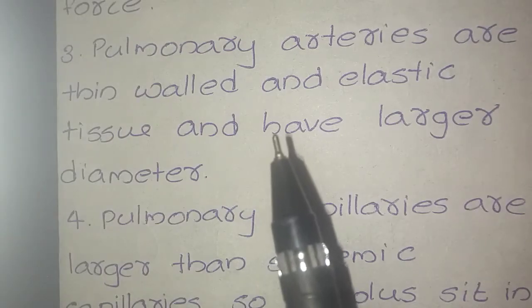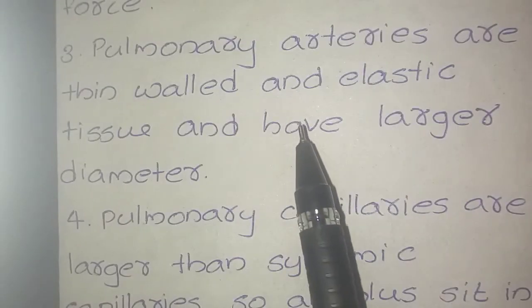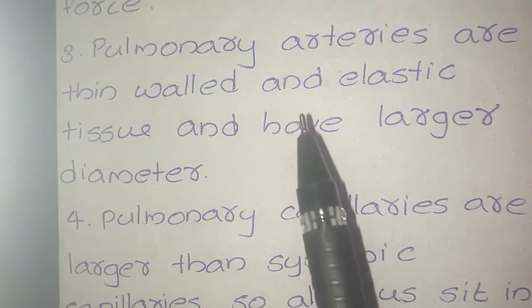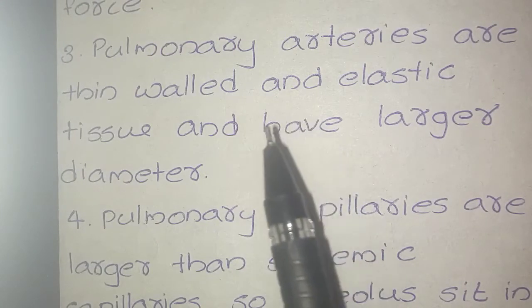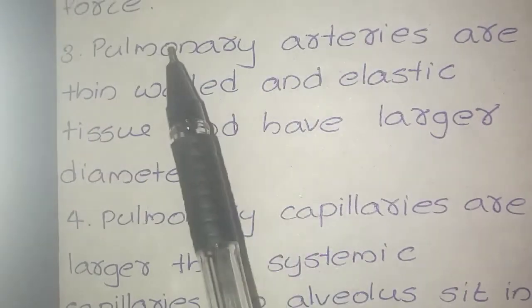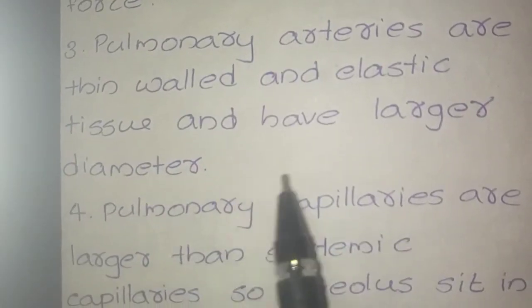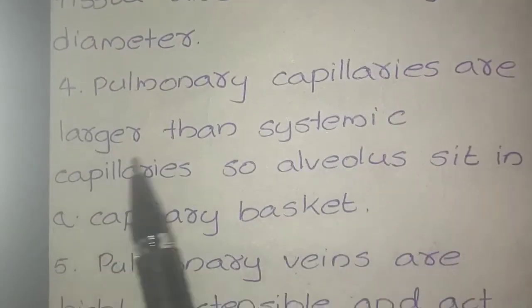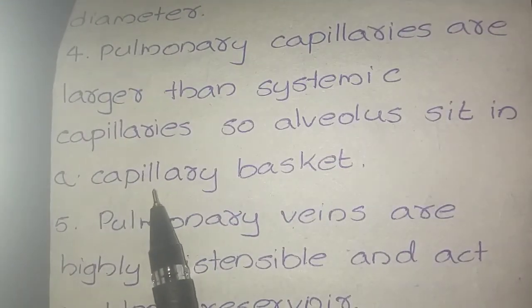So when the blood is pumped by the heart as cardiac output, the pulmonary artery can receive the blood even at high pressure. So pulmonary arteries are thin walled with elastic tissue and have a larger diameter, and the pulmonary capillaries are larger than systemic capillaries. So alveoli sit on a capillary basket.